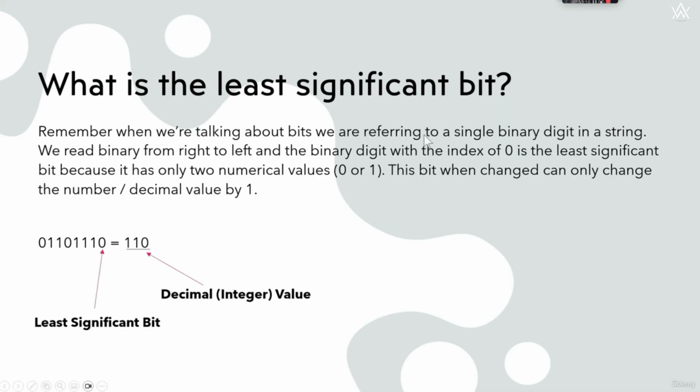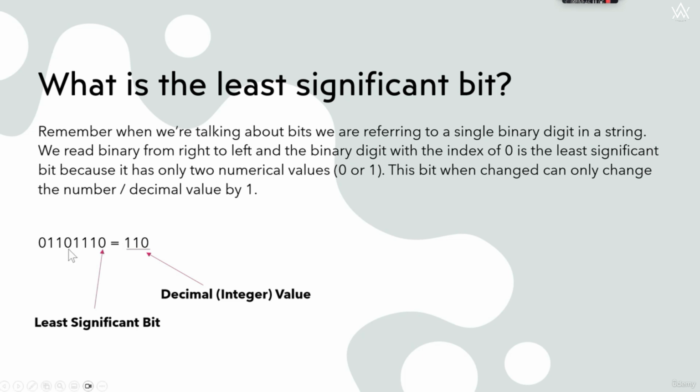So what is the least significant bit? What are we talking about when somebody says the least significant bit in a binary sequence? Remember, when we're talking about bits, we are referring to a single binary digit in a string. We read binary from right to left, and the binary digit with the index of 0 is the least significant bit because it only has two numerical values, 0 or 1, and that's the lowest numerical value it can be. So no matter what, it'll only change the integer or decimal value by 1.